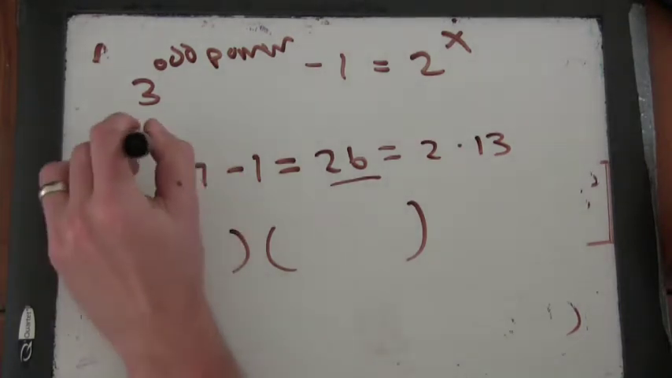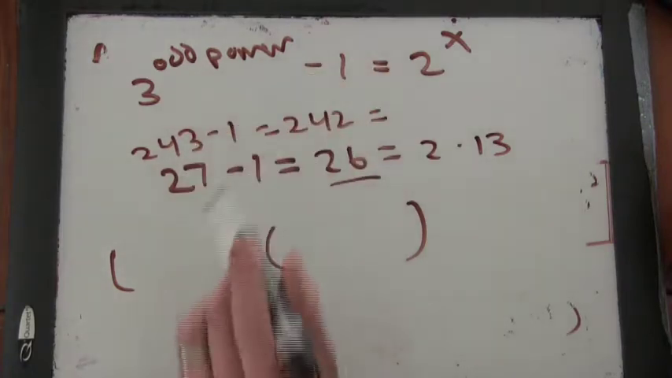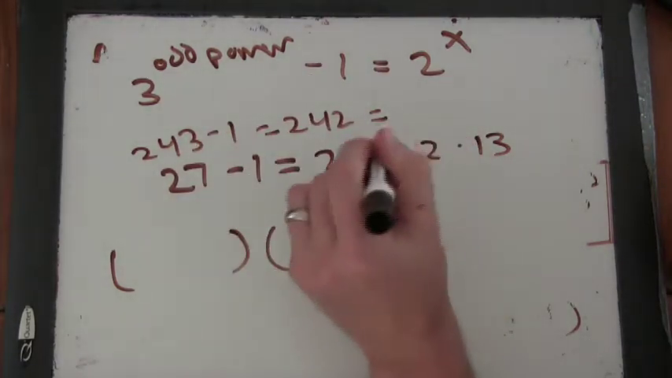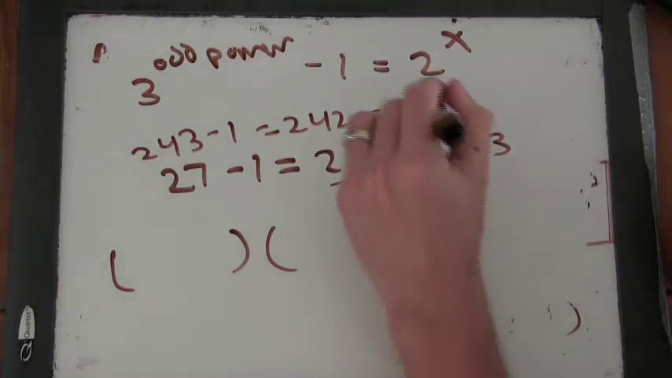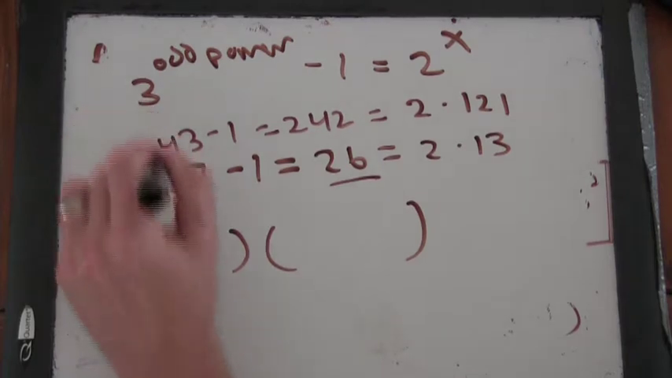Okay. 243 is the next one. This is 3 to the 5th, so 243 minus 1 is 242, which is 121 times 2. It's 11 squared times 2. And the next power of 3 above that would be 729 times 3, which is 3 to the 7th. That's 2187. Yeah, 2187, minus 1 is 2186.